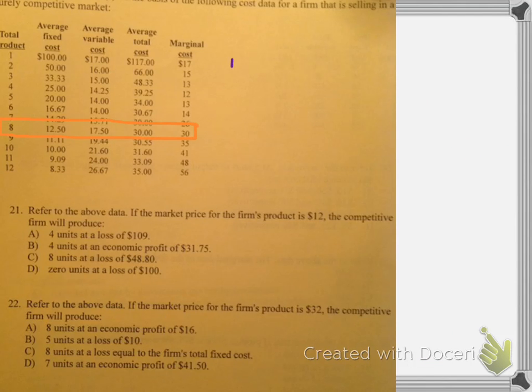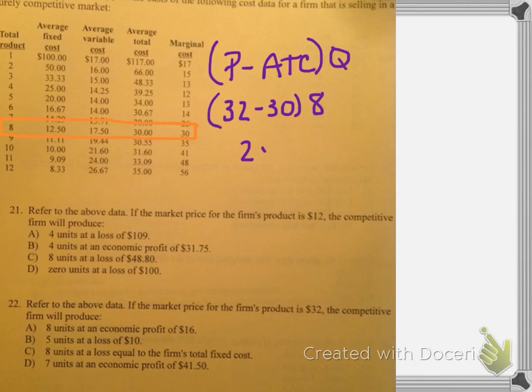Now the next one gives me a price of $32, so that's my marginal revenue. I come up with 8 units as my profit maximizing quantity, and then when I calculate my profits and losses, I take my price minus average total cost, which is 32 minus 30, and multiply that by the 8 units. So that gives me $2 times 8 units, which is a $16 profit.